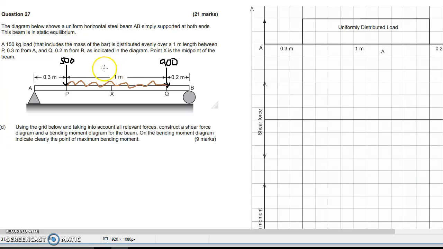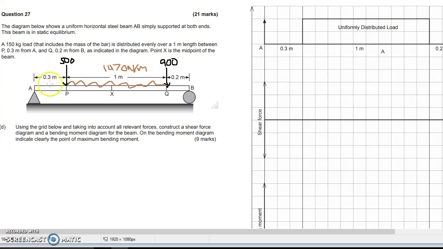acting here, and its value is 150 times 9.8, because it's in kilograms right now, newtons per meter, which ends up being 1470 newtons per meter. Okay, so that's just that 150 kilogram load that's spread evenly over the 1 meter. I've just times this by 9.8 to get 1470. So we've got a UDL that's 1470 newtons every meter acting in between these 2 point loads.